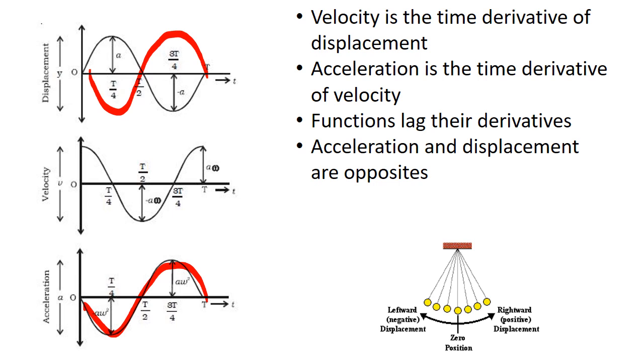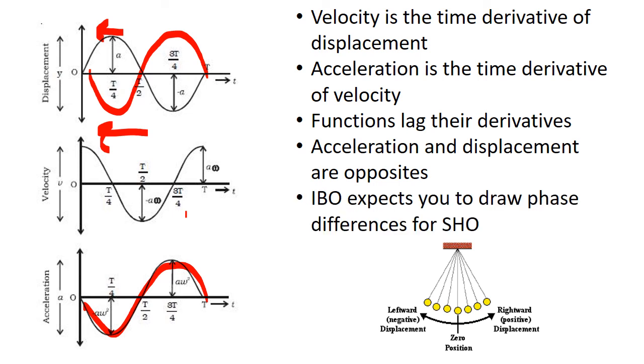Velocity is out of phase with displacement by pi over 2. So this graph is shifted to the left by pi over 2 to generate the velocity versus time curve. For acceleration, this graph is shifted to the left by pi over 2, or 1/4 of the period. IB expects you to draw the phase differences for simple harmonic oscillators. Let's say during the exam you forget whether or not to shift it to the left or to the right. Fortunately, you won't lose points for that. All you need to know is that it's out of phase by pi over 2.